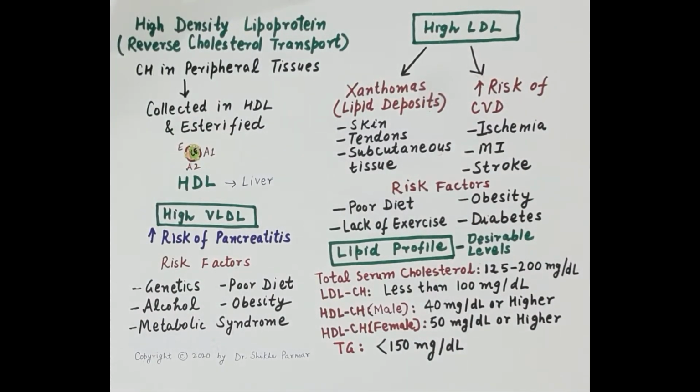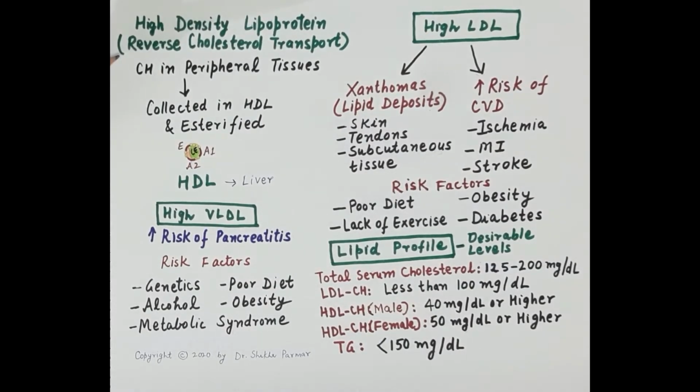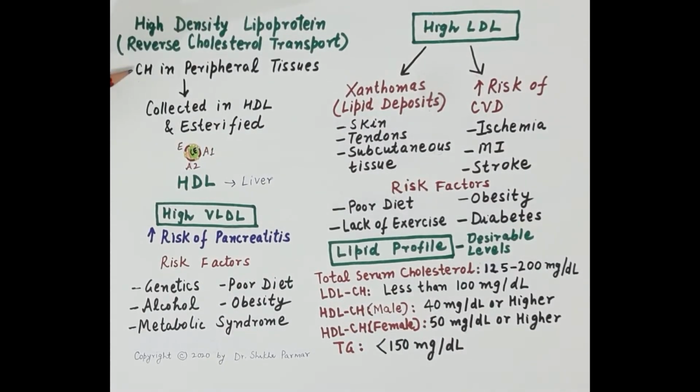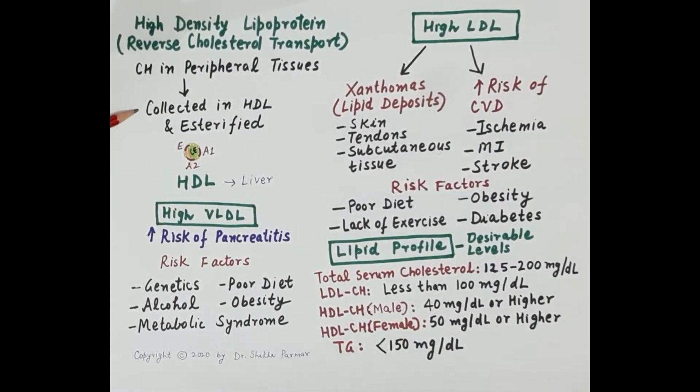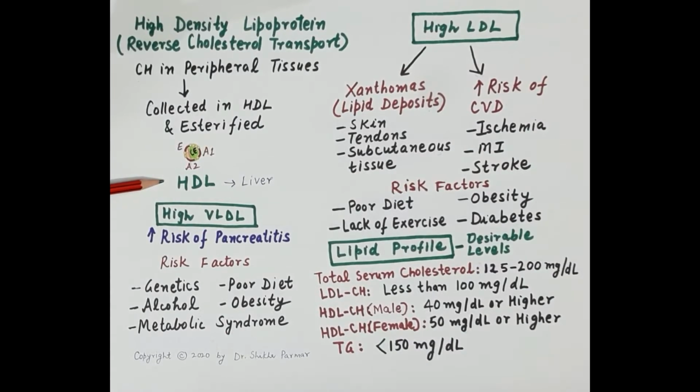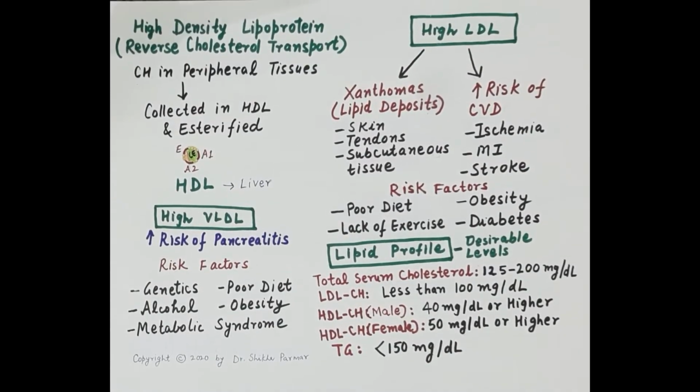Now let's see what is reverse cholesterol transport. Reverse cholesterol transport is mediated by high density lipoprotein. Now cholesterol is released into blood after degradation of membranes from the peripheral tissues, and this cholesterol is collected by HDL, and then this cholesterol is esterified, and HDL transports this cholesterol to the liver. Therefore, reverse cholesterol transport is a transportation of cholesterol from the peripheral tissues to the liver. HDL is termed as the good cholesterol.